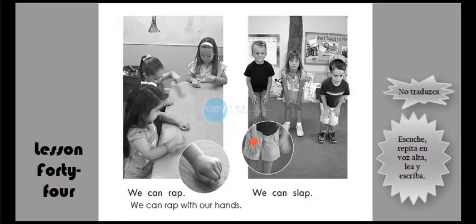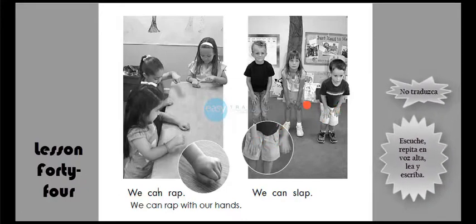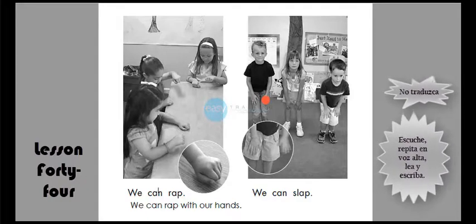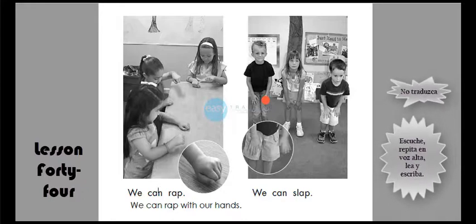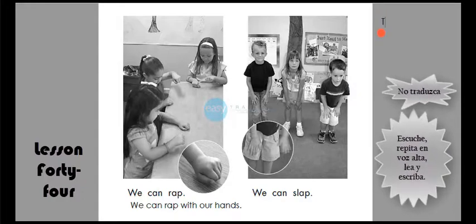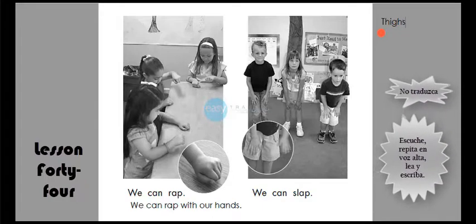Here are the hands and the thighs. Thighs. The hands and the thighs. Mire dónde se ponen las hands. Esa parte del cuerpo donde los niños ponen las hands para este sonido se llama thighs. Thighs. Let me try this. Thigh. Thigh is for 1. Thighs for 2.